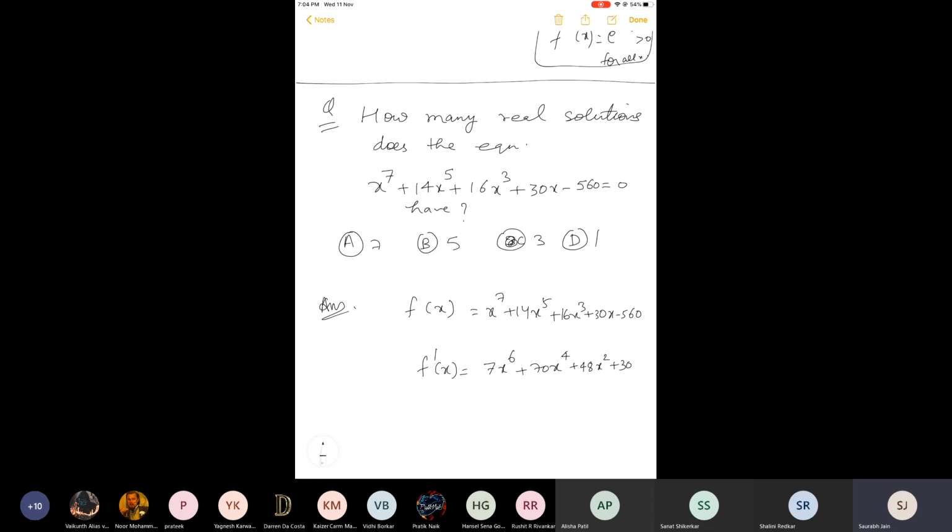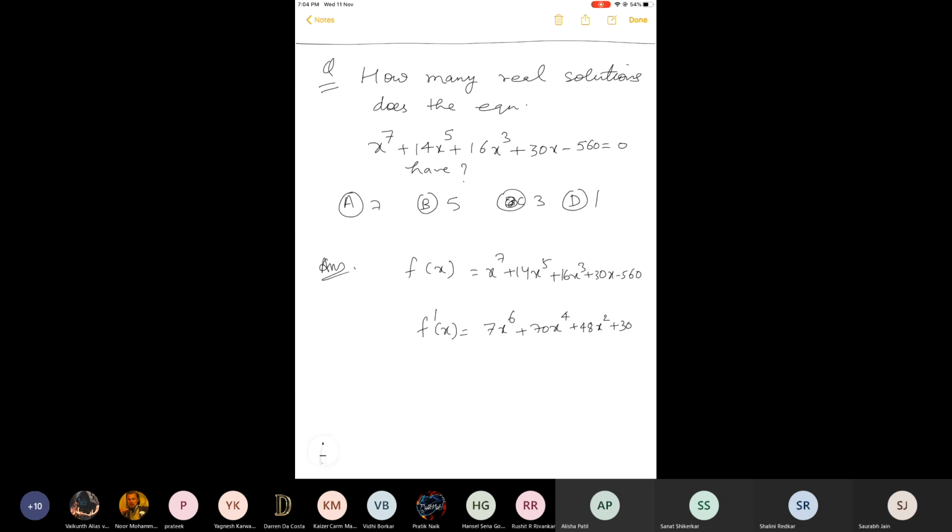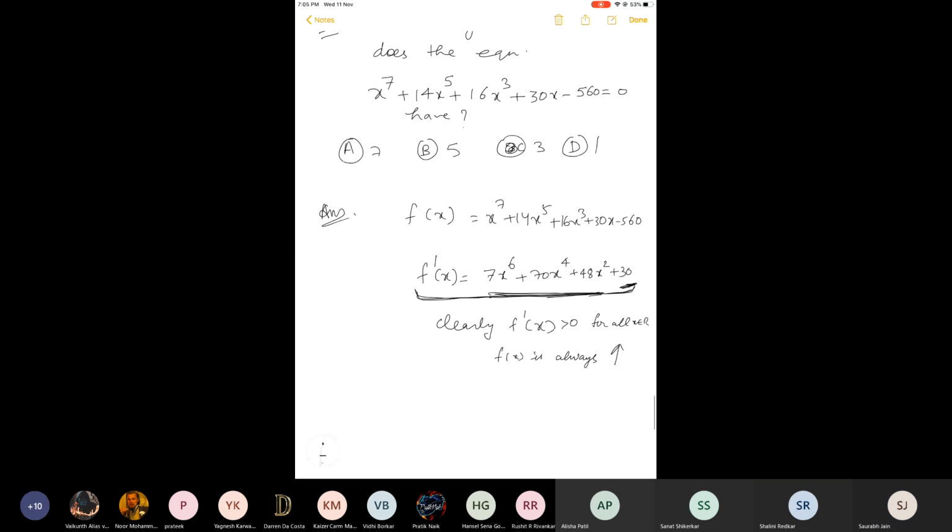Okay, tell me, after observing f dash x, what type of function f x becomes? What about the value of this f dash x? See, it is very simple to observe that f dash x is positive. Why? All the even powers are there: squared, power 4, power 6, then plus is there. Still 30 is also there. So even if the first three terms become 0, still you will get 30. So it is positive for all x belonging to R. That means the function is always increasing. It will never attain the same height which it has already attained. It is always increasing.